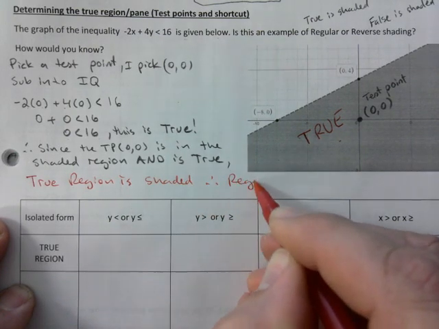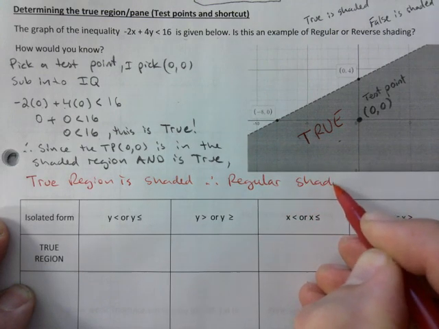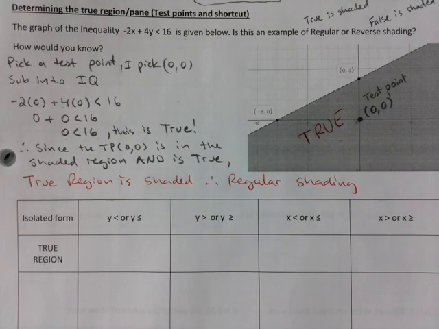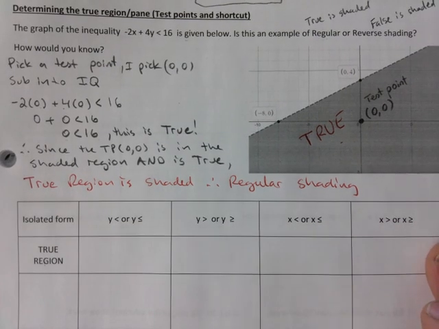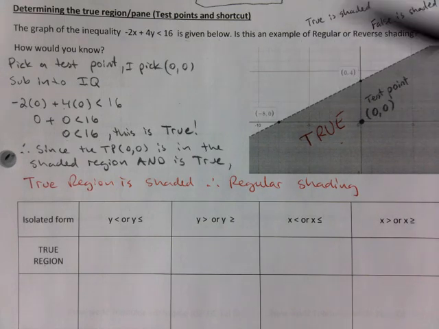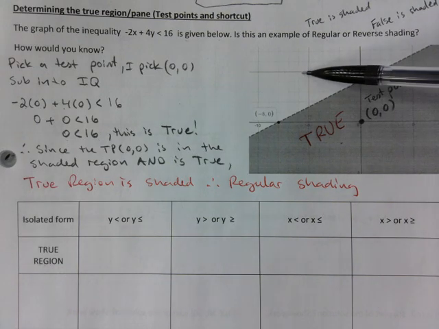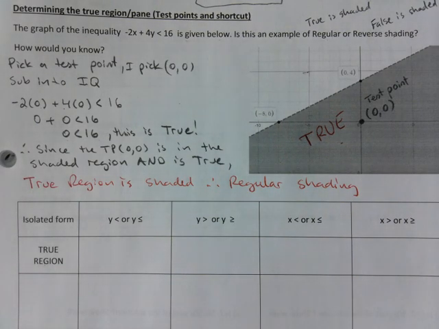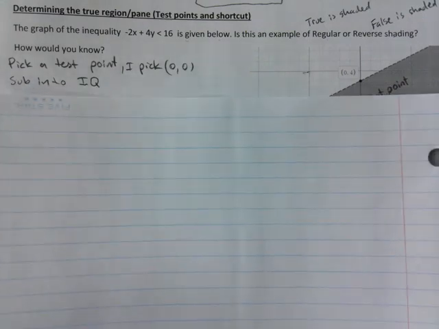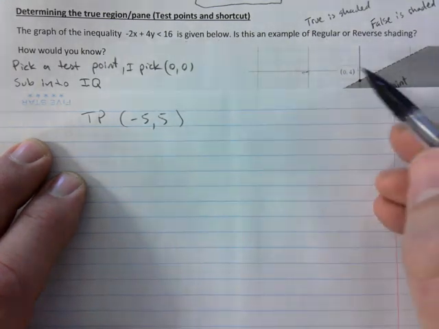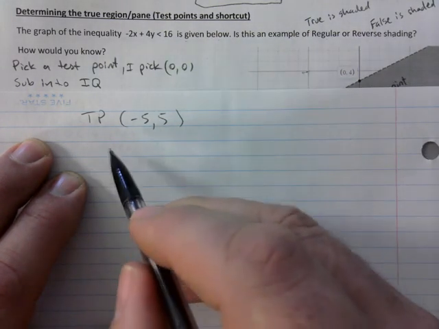For regular shading. This is an example of regular shading. So, Mr. Dyson, what if I had picked a point up here? What if I had picked -5, 5, this one right here? You're not going to write this down, but I will try that. So let's say your test point is -5, 5. You pick this one up here. So you plug that in.